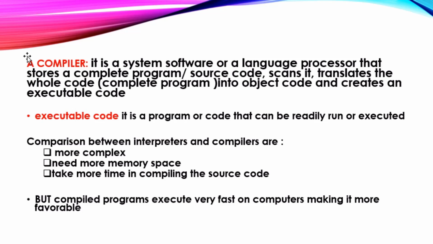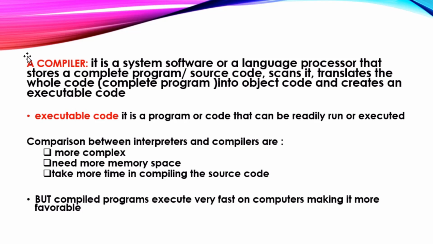What is this executable code? An executable code is a program or code that can be readily run or executed. When compared to interpreters, compilers are more complex. What does this mean? Compilers are more complex because they carry out a lot of activities.